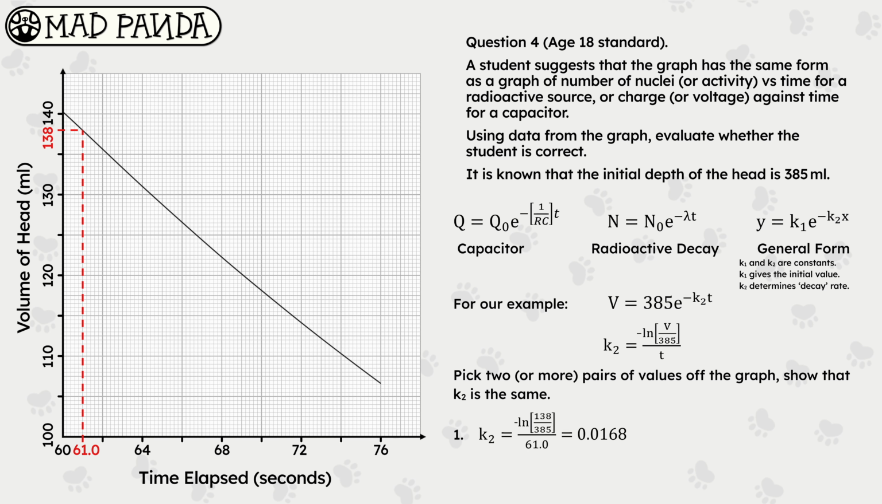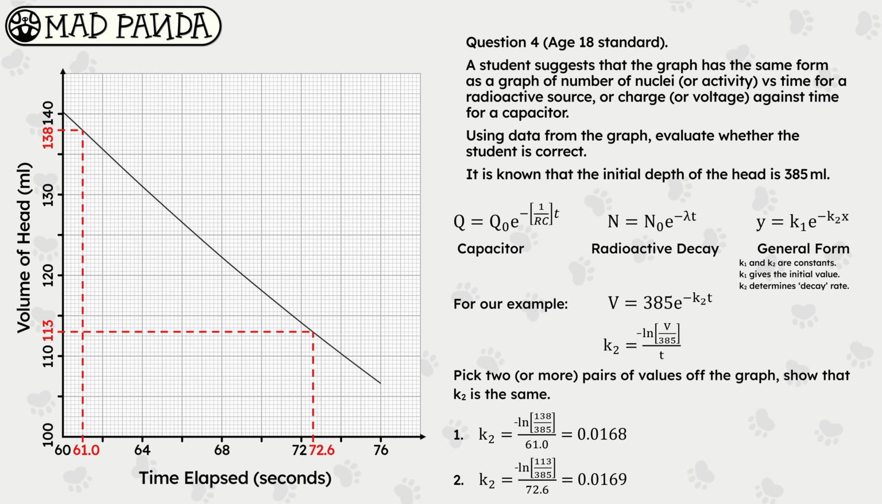And when we put that into our equation, we come up with a value of 0.0168. And then for my second pair of values, I'm going to go for 113 millilitres, which corresponds to 72.6 seconds. And when we put it into our formula, we come up with a value for K2 of 0.0169. Our 2 values for K2 differ from each other by less than 1%, so in this case I think we're pretty safe saying that the relationship has been proven.